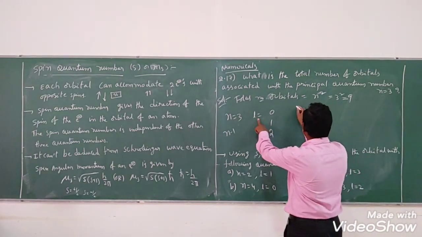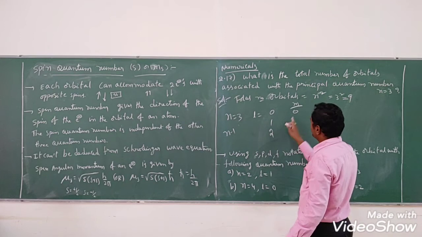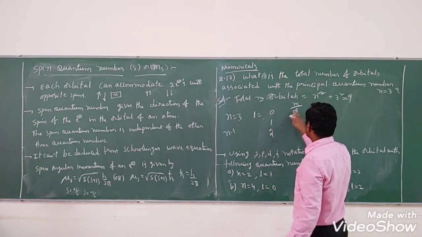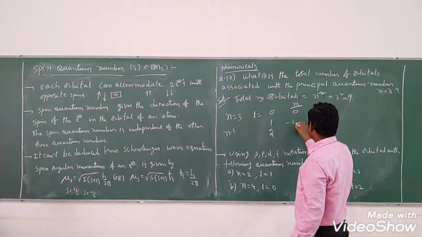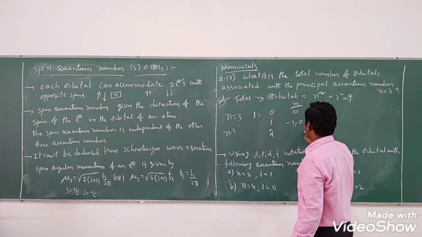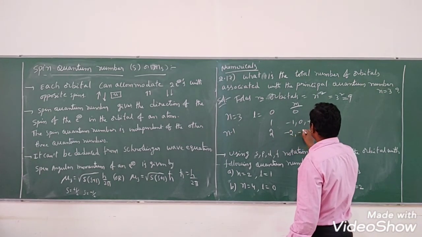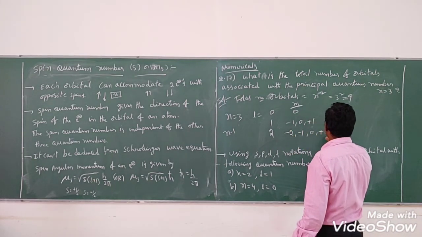If l equals 0, what are the m values? The m value is 0 here, for the given l value, 1 orientation. If l equals 1, what are the m values? Minus 1, 0, plus 1, 3 orientations here. l equals 2 means what are the m values? Minus 2, minus 1, 0, plus 1, plus 2.